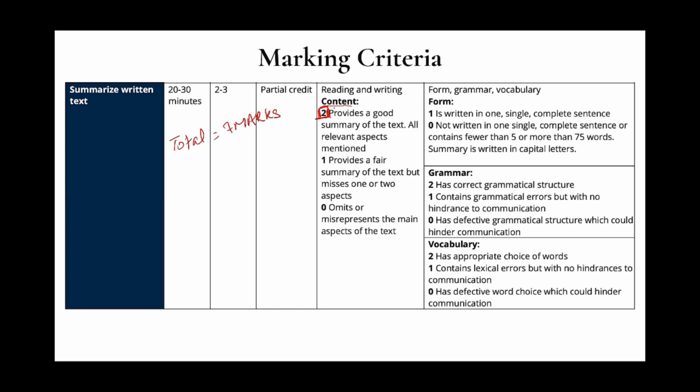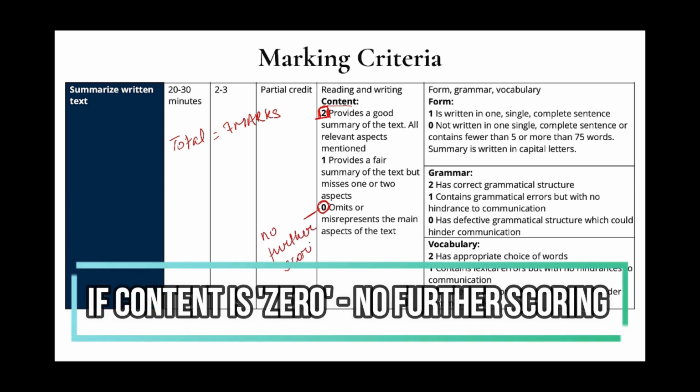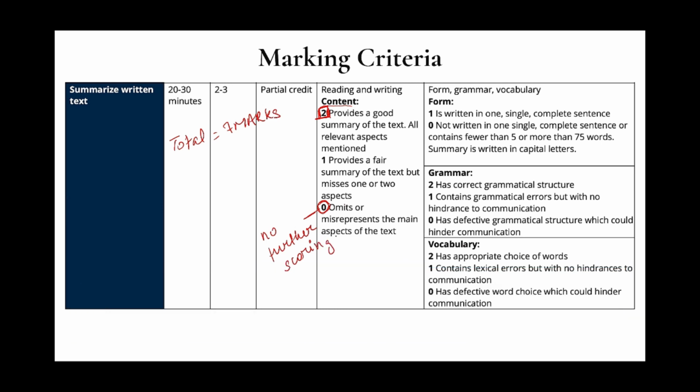You mention all the relevant aspects. Now relevant aspects simply means that all the keywords are recognized and they have been put into some semblance of an order. If you provide a fair summary but you miss 1 or 2 aspects, that means a few keywords are missing, still you will get 1 mark. If you get 0, which is very risky, if you get 0 in content, there is no further scoring, and that's not me who's saying it, that's the scoring guide. No further scoring, that's the scoring guide. You can read the scoring guide and see what it has to say.